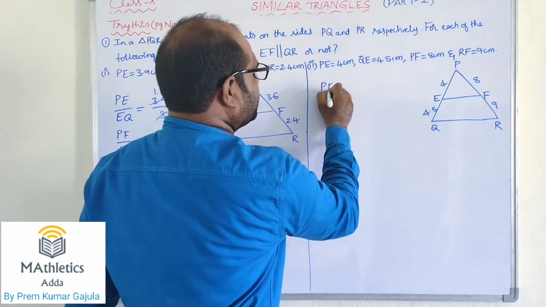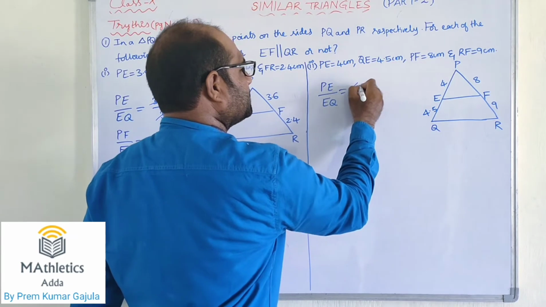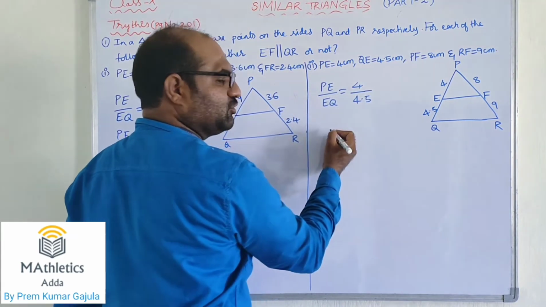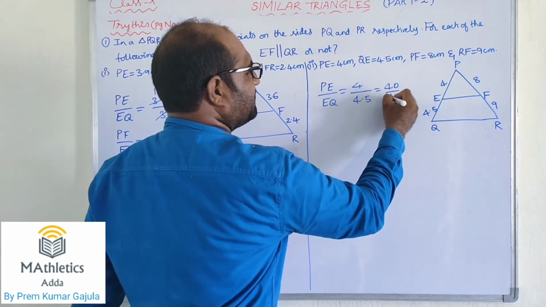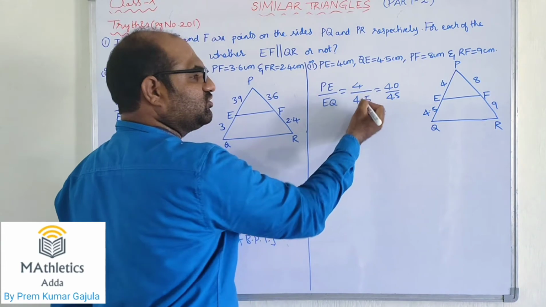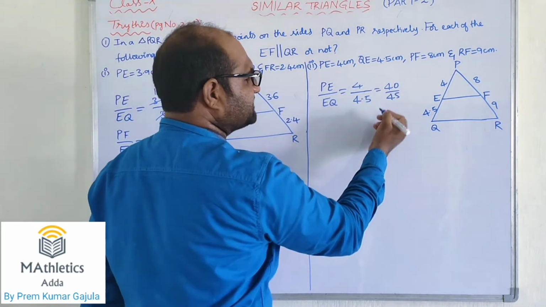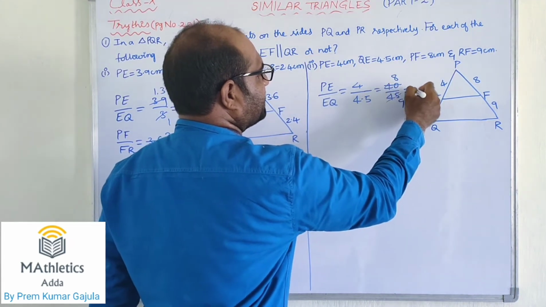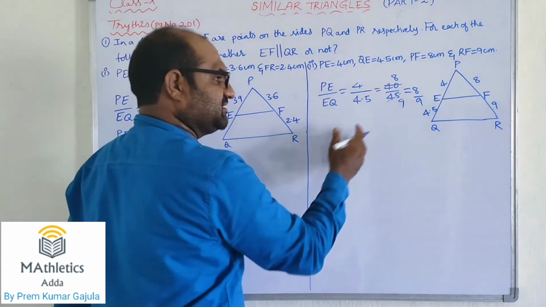Similarly, here also we have to find the same ratio, that is PE by EQ. So PE is given as 4 and EQ is given as 4.5. So 4 by 4.5, you will get 40 by 45. I am just multiplying both numerator and denominator with 10. So you will get here 40 and here 45. Now I am cancelling with the 5 table, 5 8s are 40, 5 9s are 45. Here we have got 8 by 9. I am just keeping it aside. Let us simplify further if required.